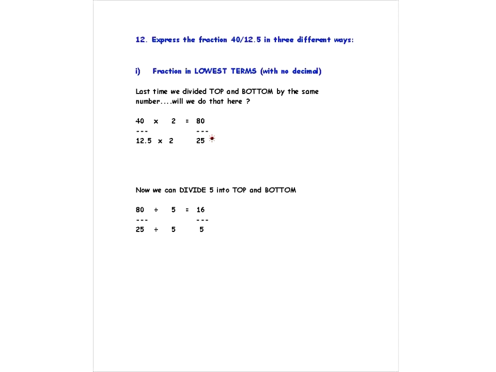So 80 over 25 is not in lowest terms. So we need to find the largest number that divides into both 25 and 80, and that's going to be 5. So we're going to get 16 over 5. So now we've got our fraction in lowest terms. It doesn't have a decimal, and it's in lowest terms.